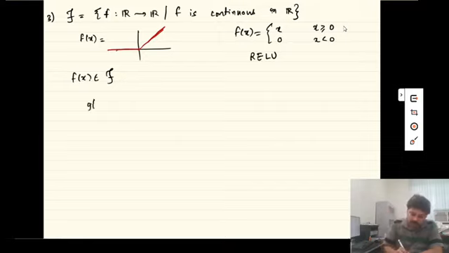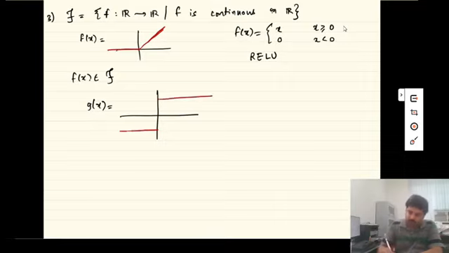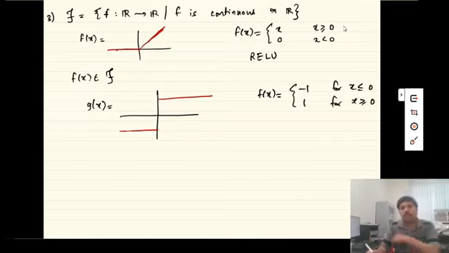However, the step function does not belong to F. So what is the step function? The step function g(x) is basically this function. This is the graph of the step function. How do I define the step function? g(x) is equal to minus 1 for x less than or equal to 0, and equal to 1 for x greater than or equal to 0.